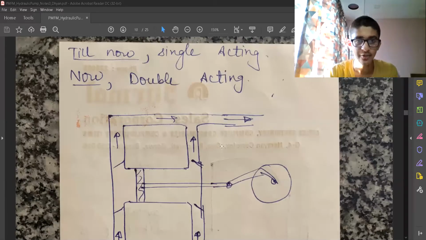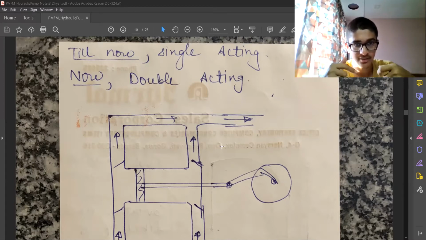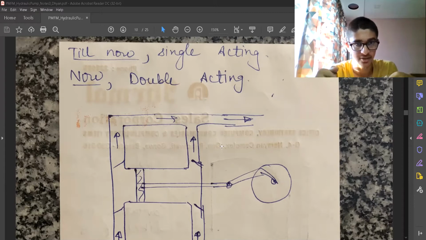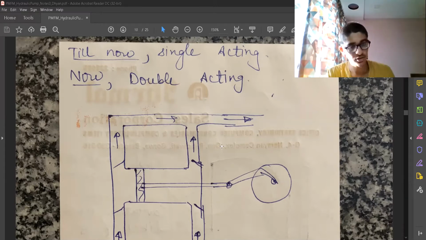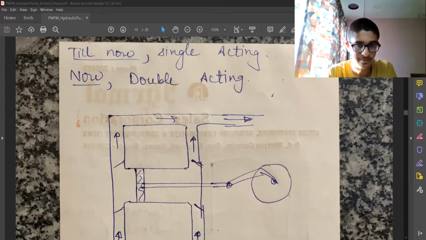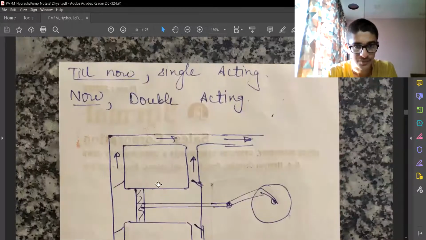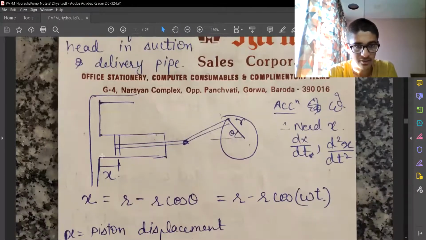Okay. So till now we have got the quantitative expressions for work done, head loss due to friction, and changes in head due to acceleration, or acceleration head. But that was all with respect to single acting cylinders or single acting pumps. So we have known the configuration of single acting pumps. This is how they were looking.